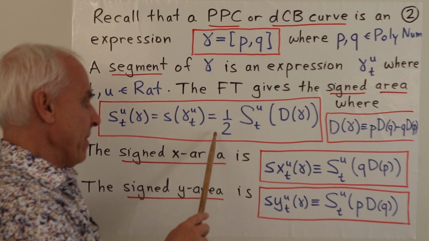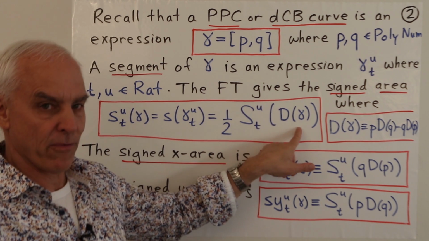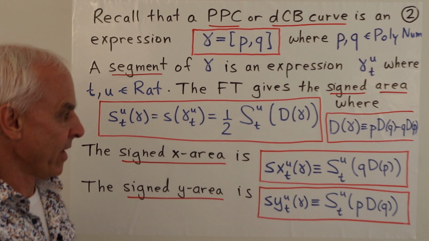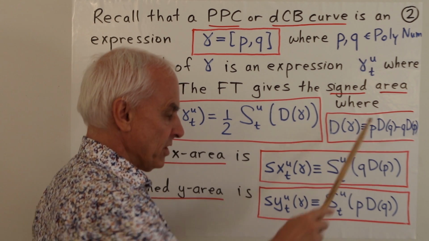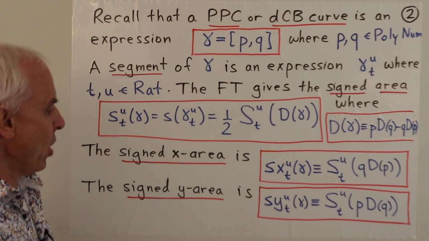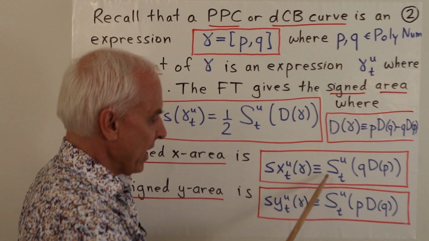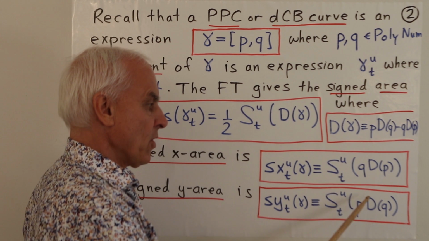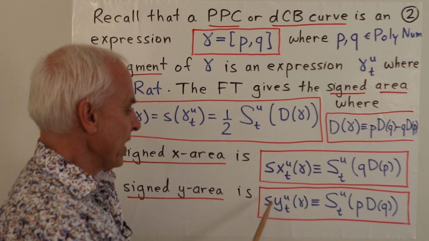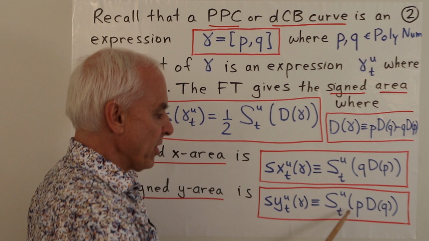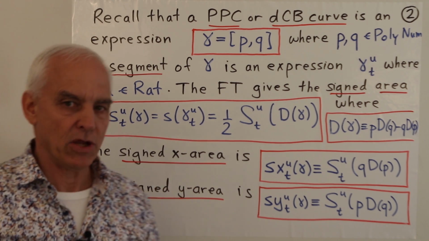And we've seen that the fundamental formula for that is that that's 1/2 the Faulhaber integral from T to U of the area differential d of gamma. And that is the polynumber P dq minus Q dp, where d is the Faulhaber derivative. Okay, and I also remind you that the signed x area can be written this way, Sx from T to U of gamma. It's the Faulhaber integral from T to U of Q dp. And the signed y area is the other half, Sy from T to U of gamma is the Faulhaber integral from T to U of P dq. Okay, so those are the signed areas that we already have.